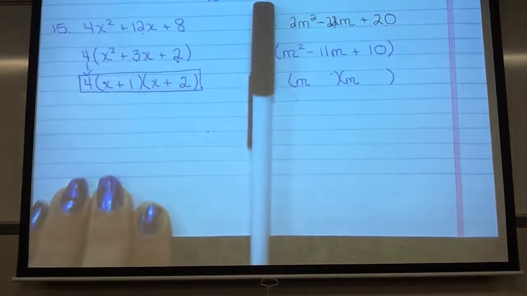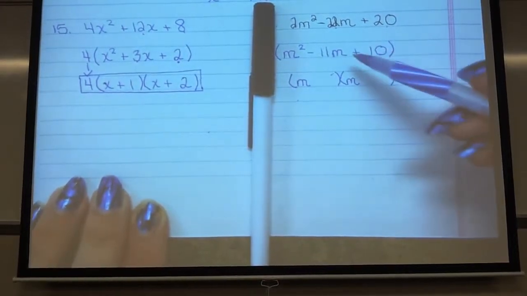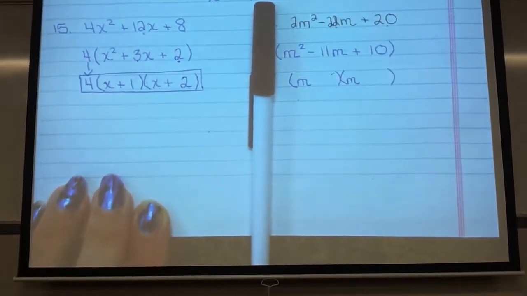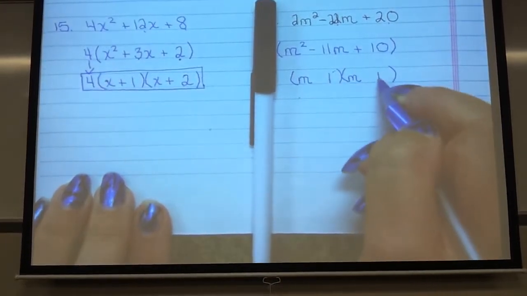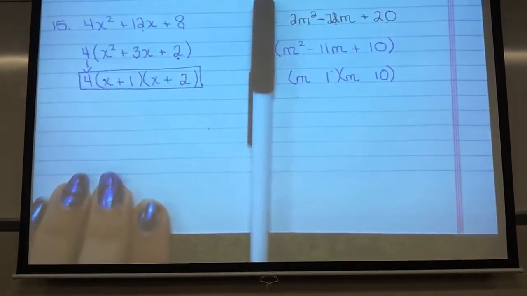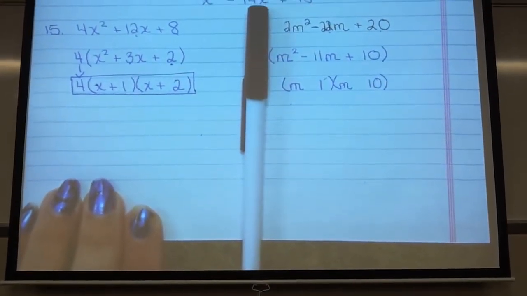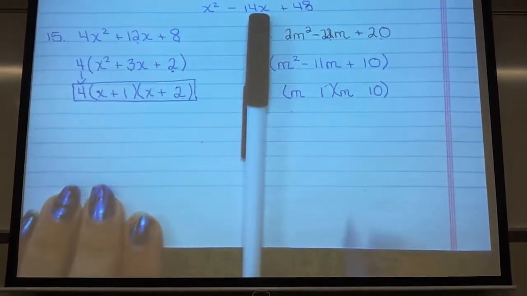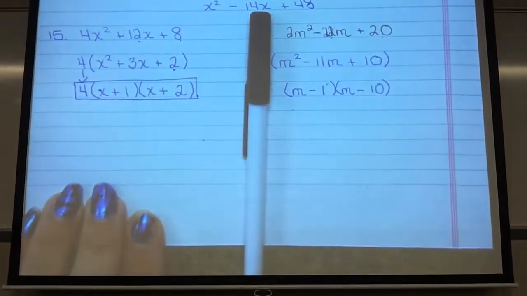What two numbers multiply to 10 but can give you 11? 1 and 10. Now, do you have to add those to get to 11? Yes. So they got to be the same sign. What's the sign in front of the 11? Negative. So both of yours are negative. So we have now factored it.